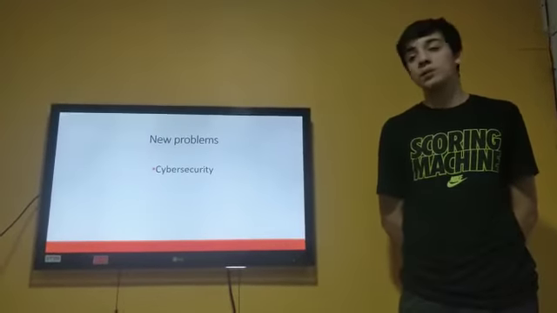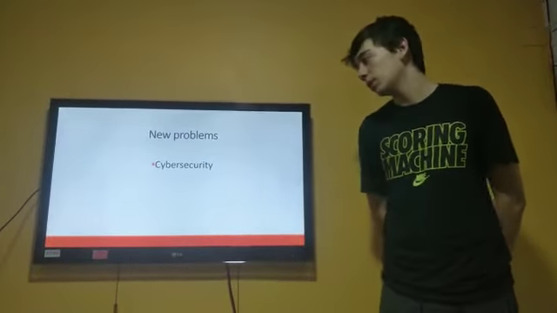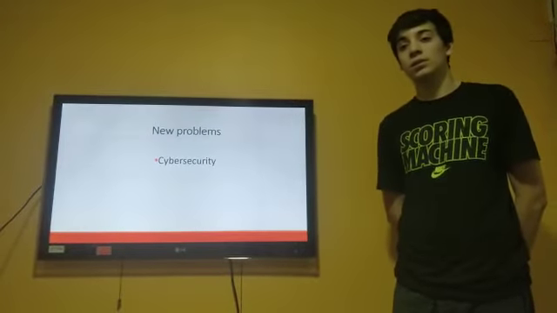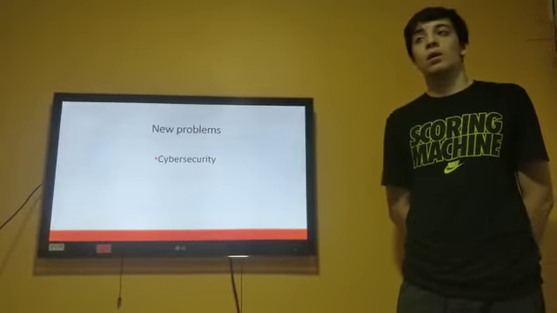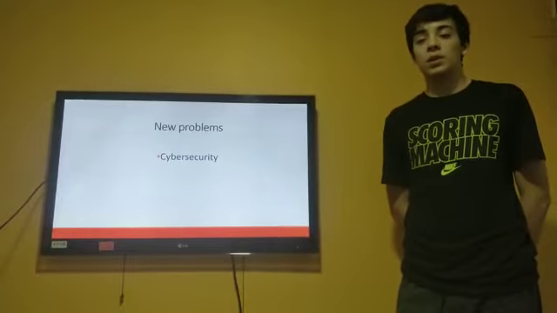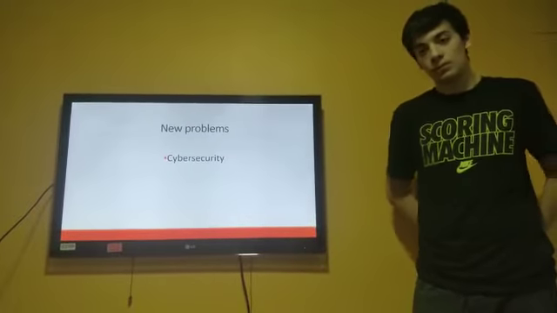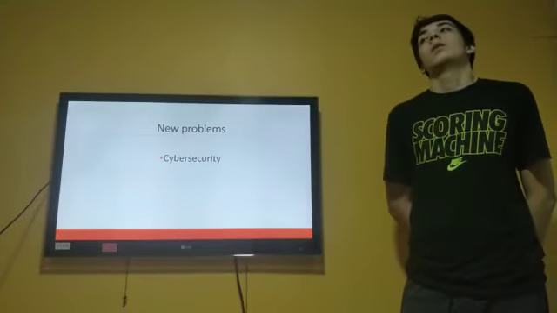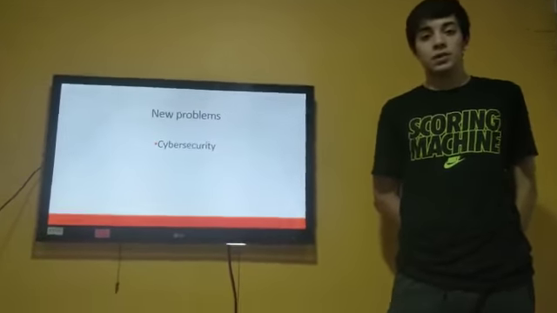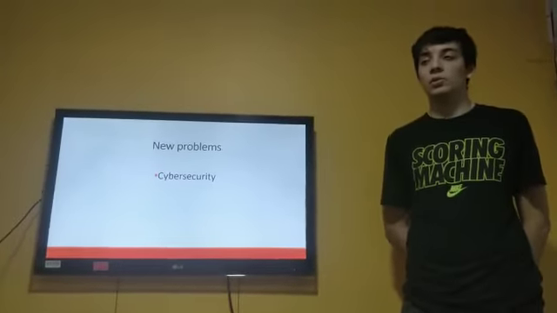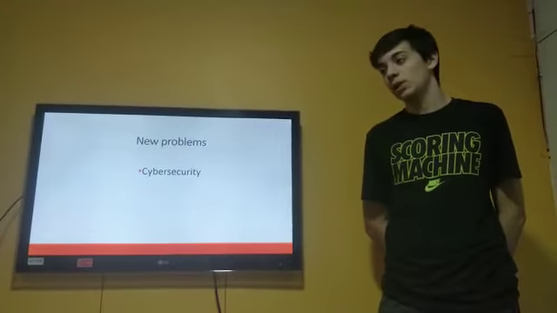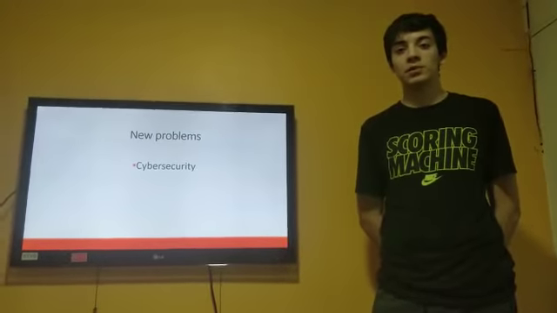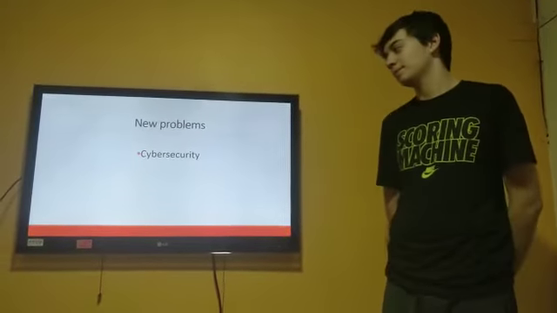And there are new problems that we can find with this technology. One of them is cybersecurity. That is the problem that is happening nowadays in the world. That is the problem of the minors that are using a lot of internet and they don't know how to use it, and sometimes they are getting bad experiences with the internet.